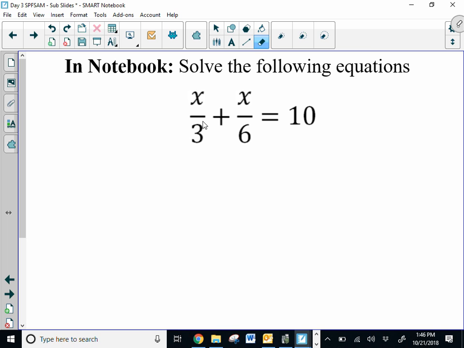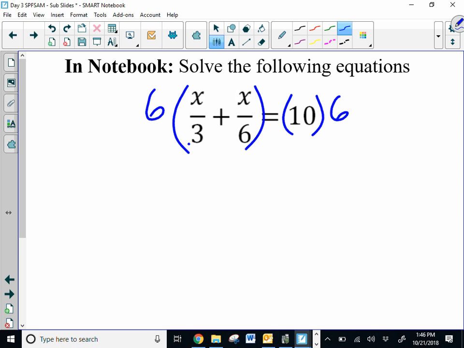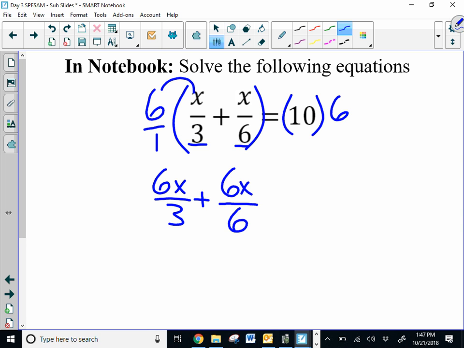So I'm going to multiply by the least common multiple of 3 and 6, and that is the number 6. So 3 goes into 6 and 6 goes into 6. If we multiply this out, remember that's 6 over 1, we get 6x over 1 times 3, plus 6x over 6 equals 60. Again, because we have two different denominators, we have to do it the long way.